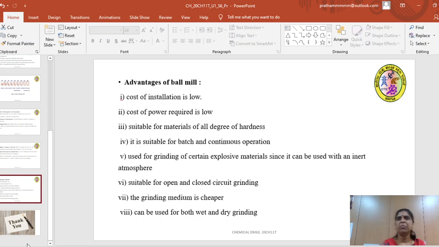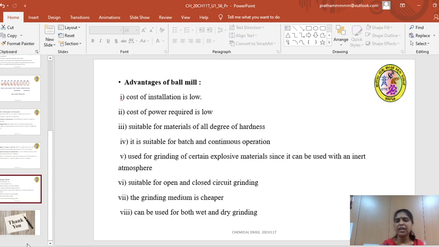Mostly it is the ball mill in order to reduce particles of the feed to the product. It can accept all degrees of hardness. It will accept all degrees of hardness, and as we already discussed, it is suitable for both batch and the continuous operation. We can operate continuously, we can operate in batch. I have told already what batch and continuous are.